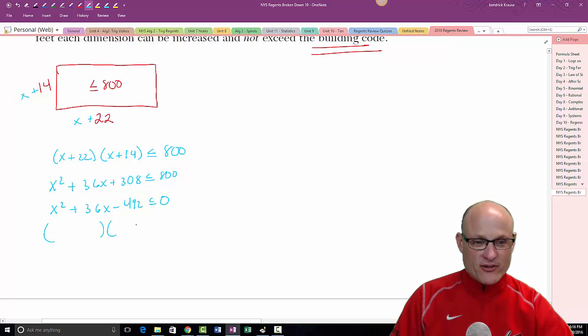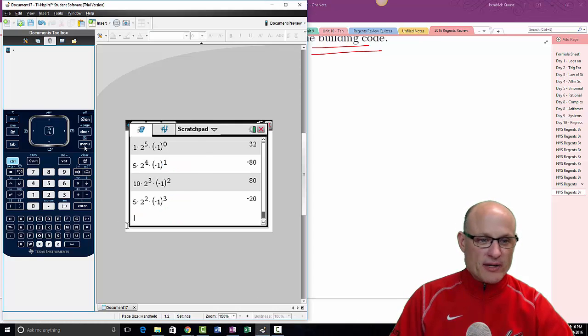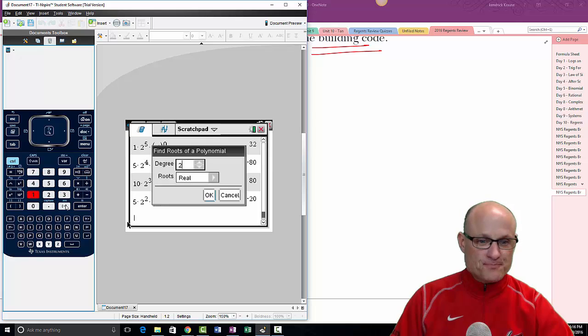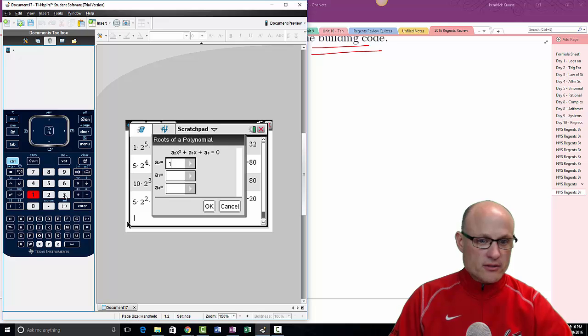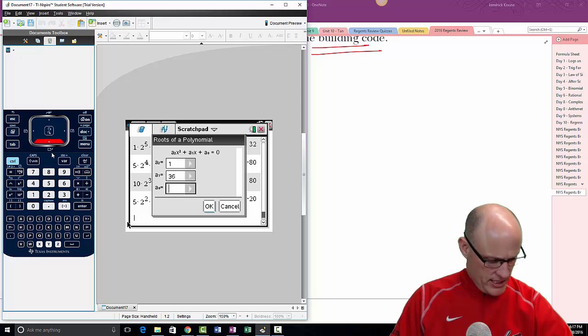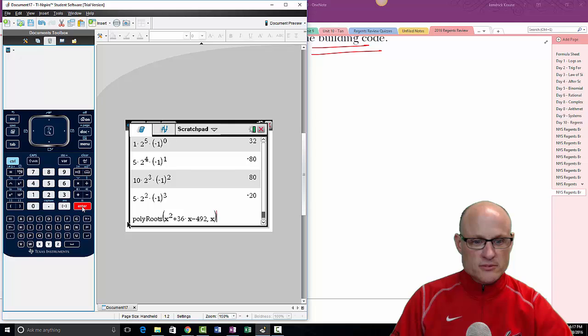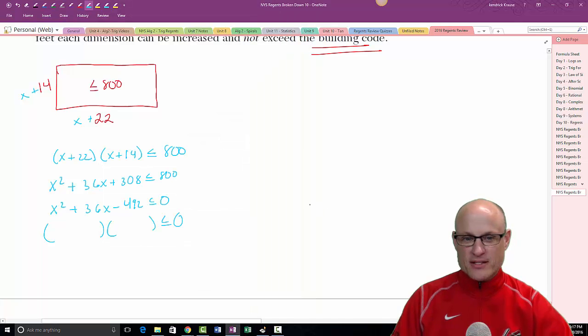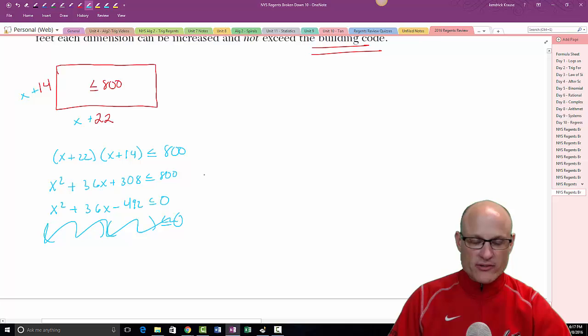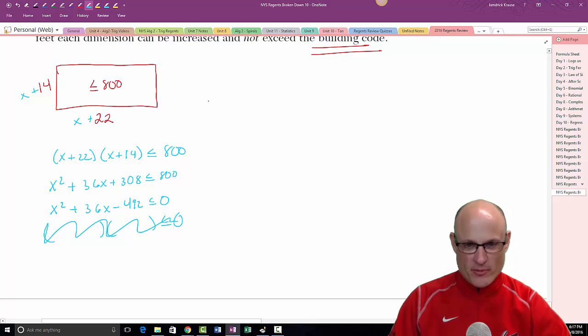Now you could try to factor this, but this really wouldn't be a 6-point question if this was factorable. So I'm going to use my calculator menu. 3, 3, 1, enter. 1, 36, negative 492. It's clearly not factorable. One of my answers is going to end up being negative 46, and the other one's going to be 10. So it's not factorable. Clearly it's not. So we're going to have to use the quadratic formula.